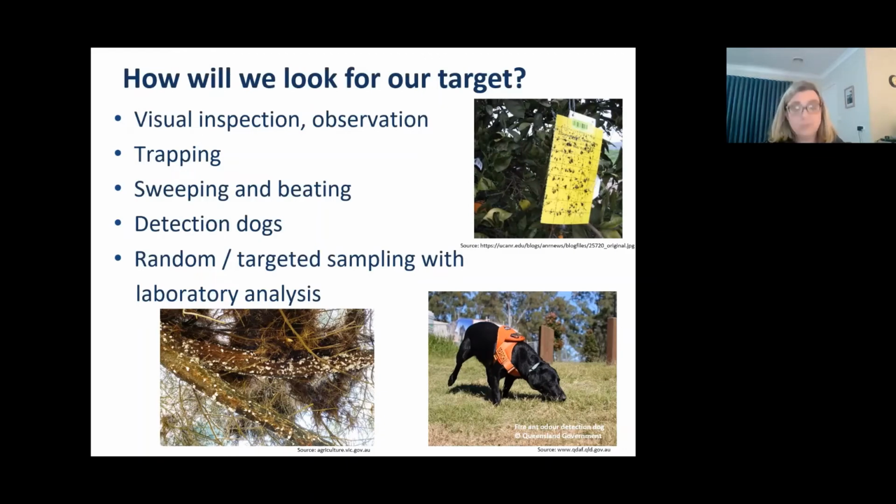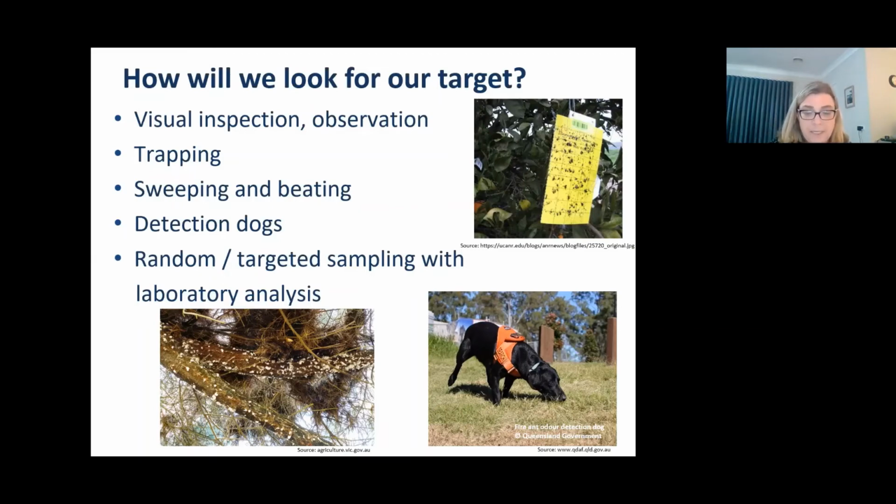Trapping can be a really good use of resources that allows for more continual surveillance over time. And you can also be more specific. So if you use a pheromone, for example, which is a chemical which will attract the particular pest that you're interested in. And the converse of this is something like a sticky trap, which there's a picture of there in the top right-hand corner, which basically will catch anything that happens to just blow into it.